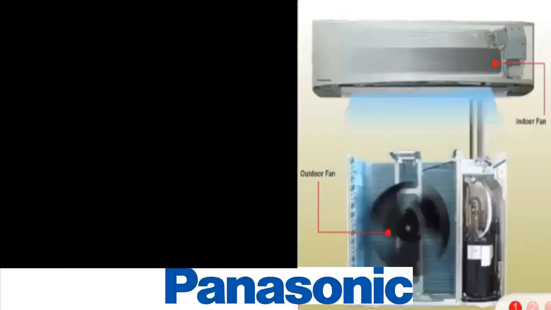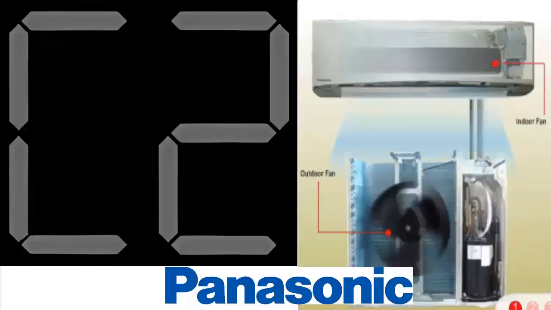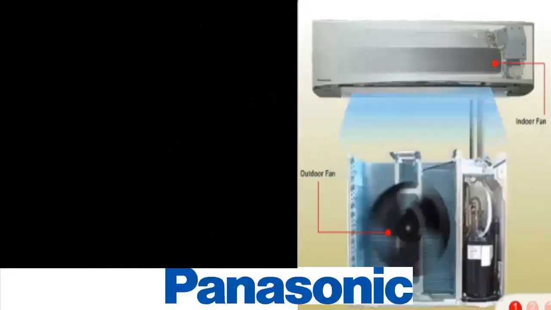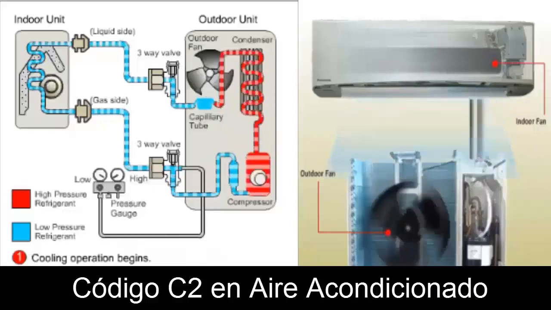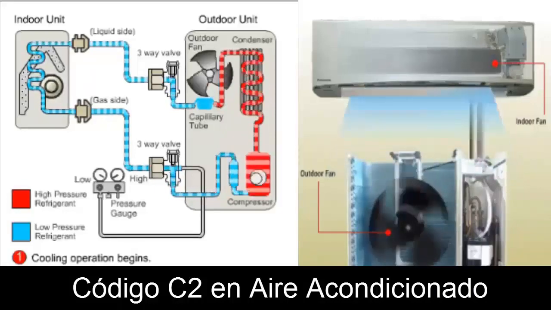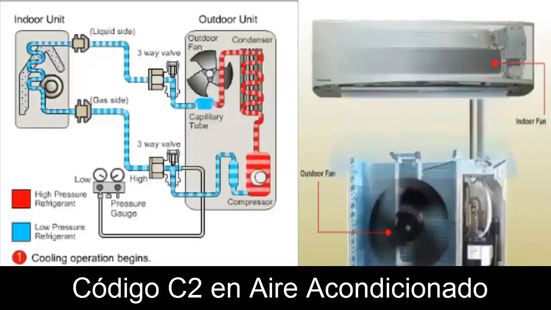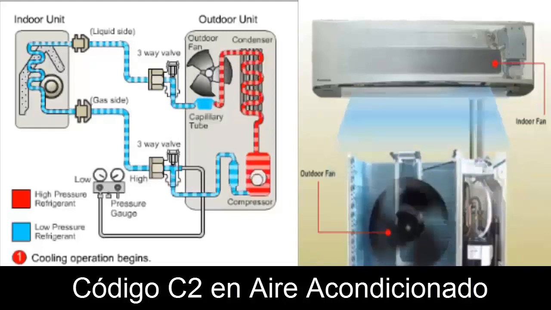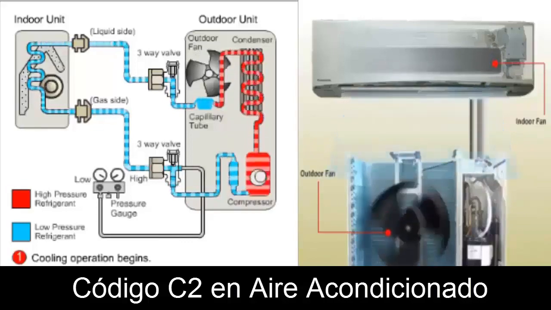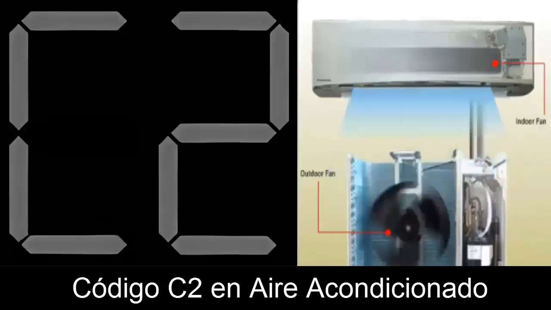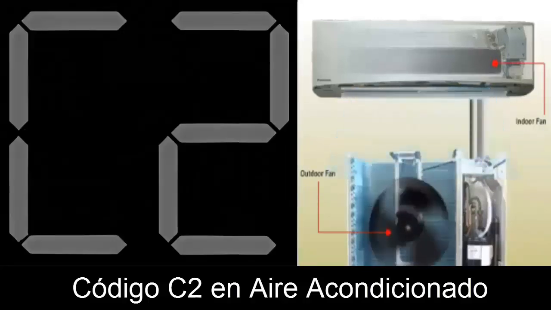The C2 error code in an air conditioner is primarily related to three issues. 1. Failure in the temperature sensor of the outdoor unit. 2. Failure in the temperature sensor of the evaporator tube or indoor unit. 3. Communication failure between the master control and the inverter compressor controller. Let's look at a description of each of these issues and their possible solutions.